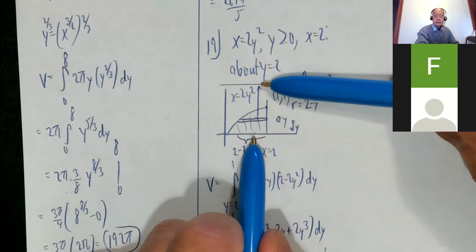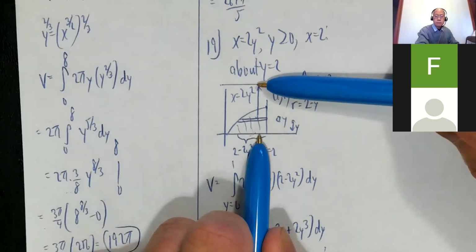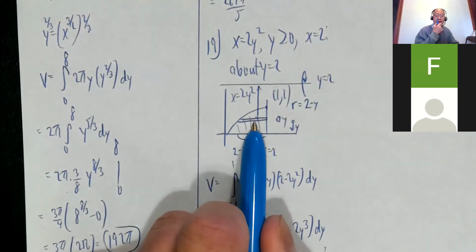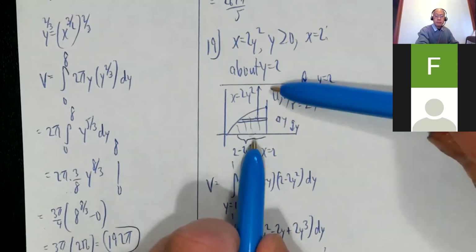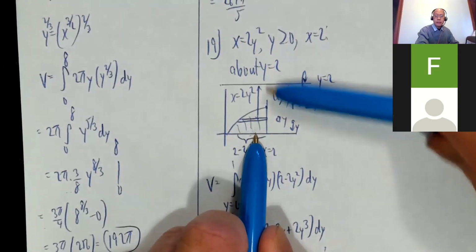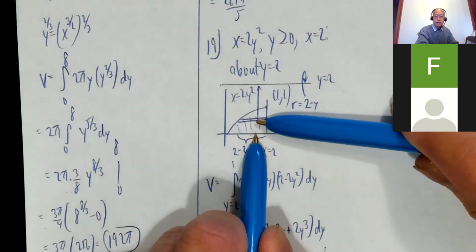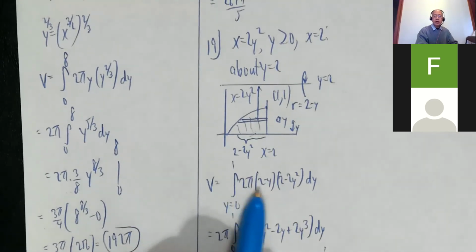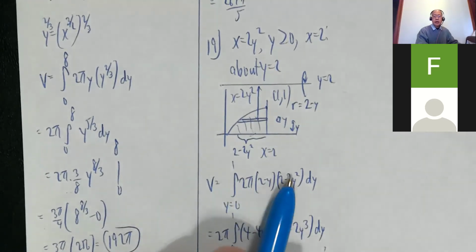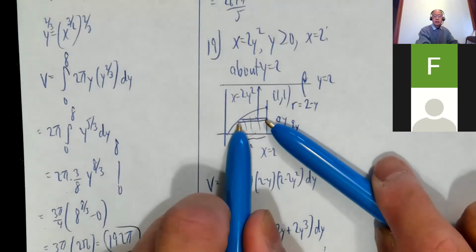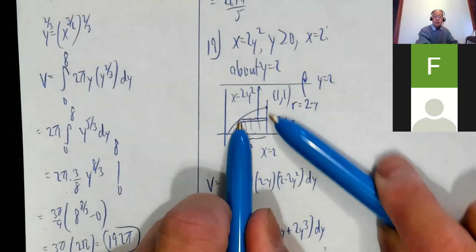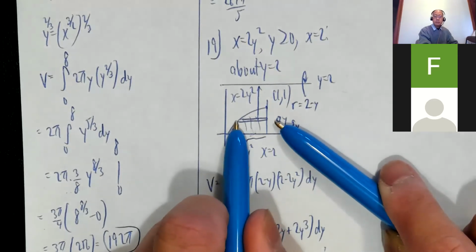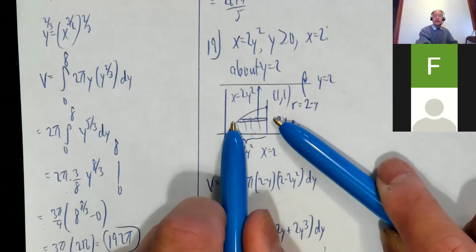Okay, radius. This is 2. This is y. Therefore, this is 2 minus y. Okay. My radius is here, one more time. This is 2. This is y. This is 2 minus y. 2 pi r. Height. Well, it's upper minus lower. Upper is 2. Bottom is 2y squared. It's like x2 minus x1.